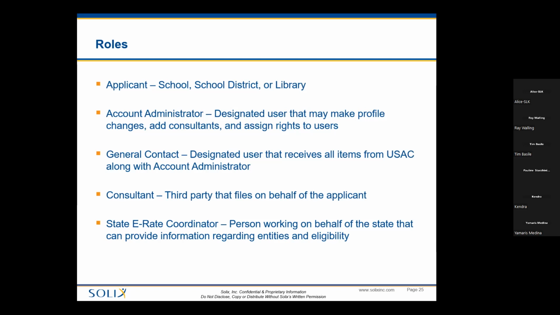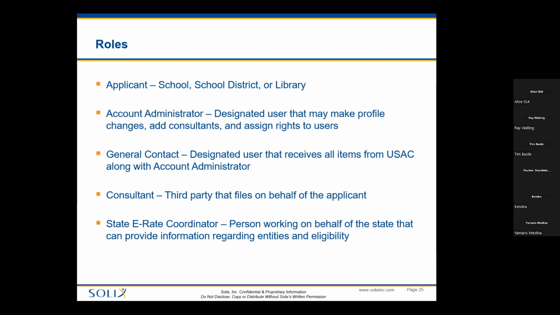There's also the general contact, who is another person who receives all the items from USAC when there's outreach, whether it's from a reviewer or from someone else at USAC. The general contact is the person who receives that information. Then there's the consultant, people like me. Hi, we're a third party, and we do a lot of work on behalf of the applicant. We file forms, we answer questions that USAC has, only bothering you if we have to. We track deadlines to make sure you don't miss anything, to make sure that all of your funding is in safe hands at all times.